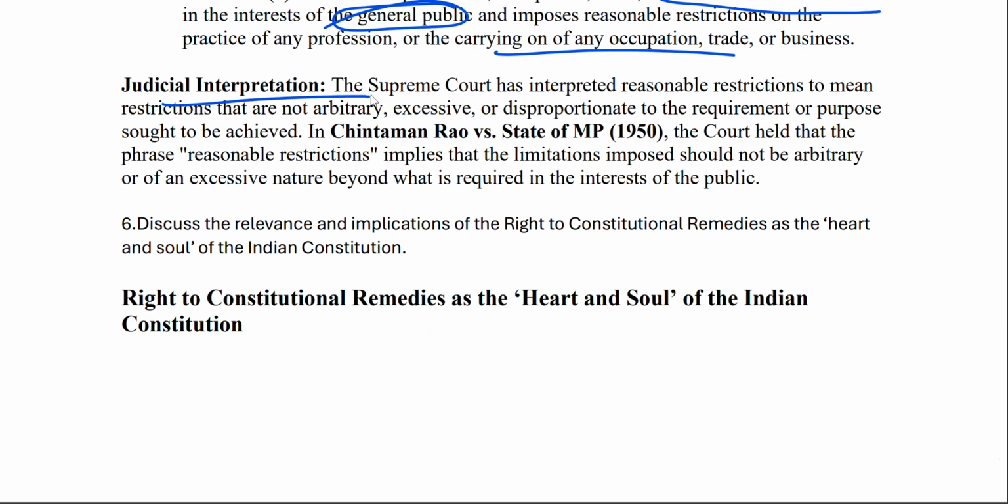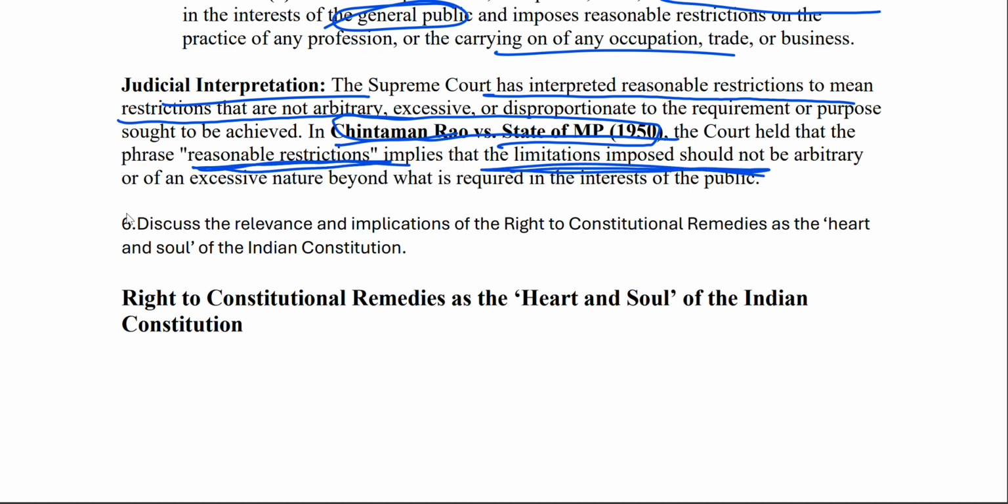Judicial interpretation. The Supreme Court has interpreted reasonable restrictions to mean restrictions that are not arbitrary, excessive, or disproportionate to the requirement or purpose sought to be achieved. In Chintaman Rao versus State of Madhya Pradesh, 1950, the Supreme Court held that the phrase reasonable restrictions implies the limitations imposed should not be arbitrary or excessive in nature, beyond what is required in the interest of the public.